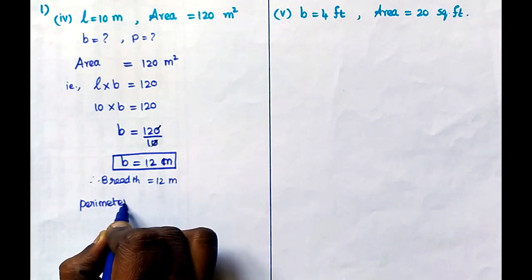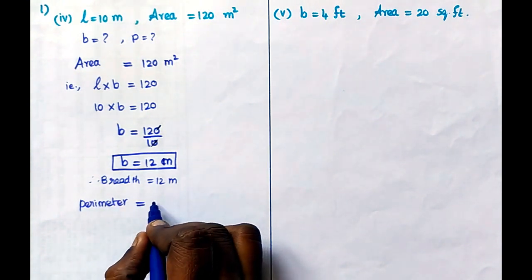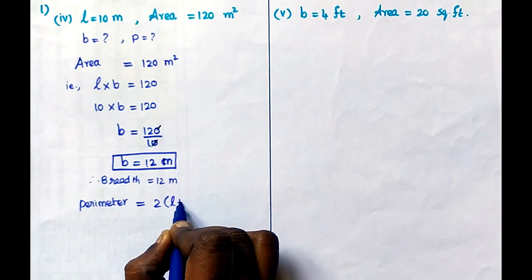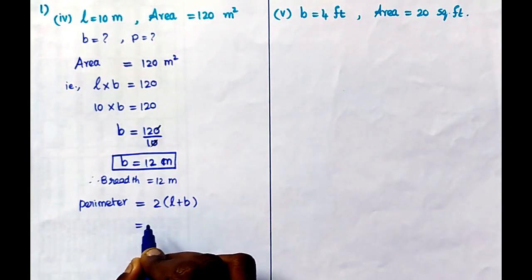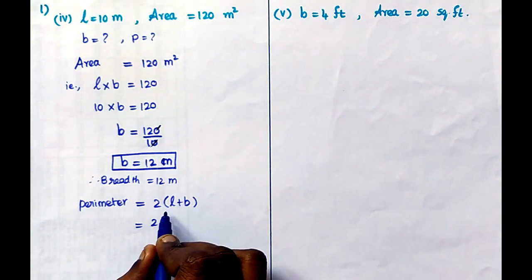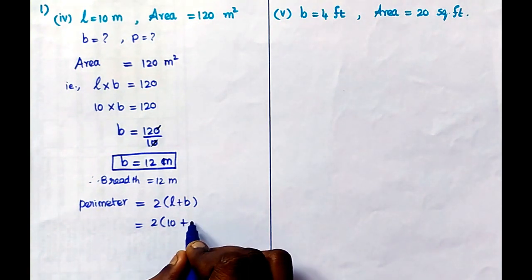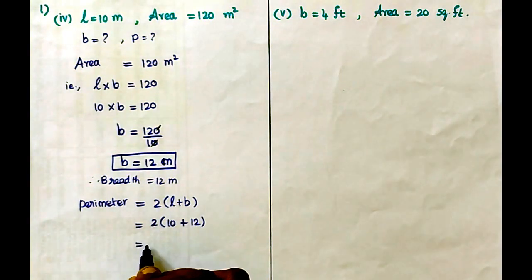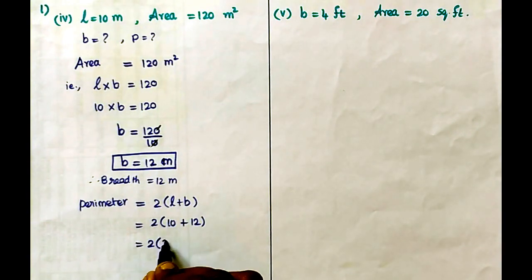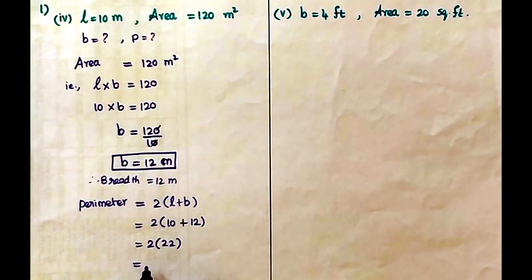Next perimeter. We want to find out perimeter, what is the formula? 2 into (L plus B). 2 into, what is L? 10 they have given, and B is 12, we found that. So 2 into (10 plus 12), 22, that is 2 22s are 44 meter, that is perimeter.